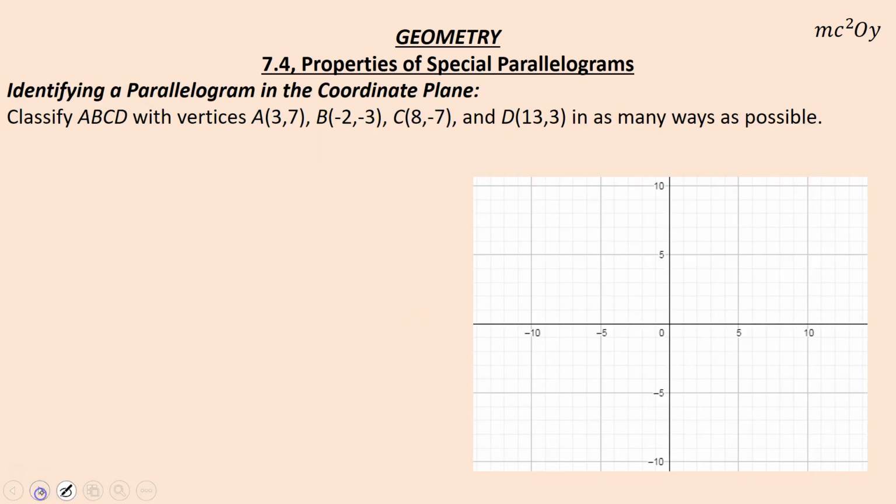Okay. One last piece, and it's identifying a parallelogram in a coordinate plane. We need to classify ABCD with those vertices in as many ways as possible. Okay? Well, let's go ahead and plot the points first. All right, so we got 3, 7, and there's A. Negative 2, negative 3, excuse me, B. 8, negative 7, C. And 13, 3, D.